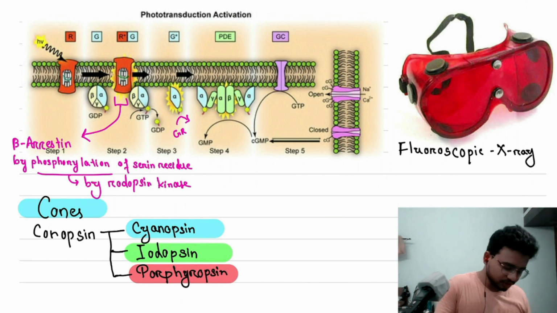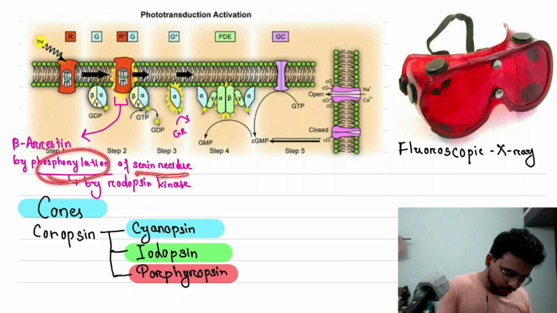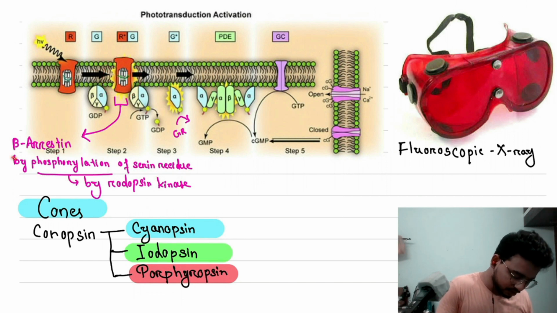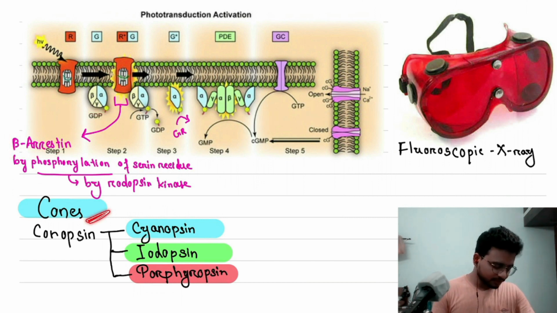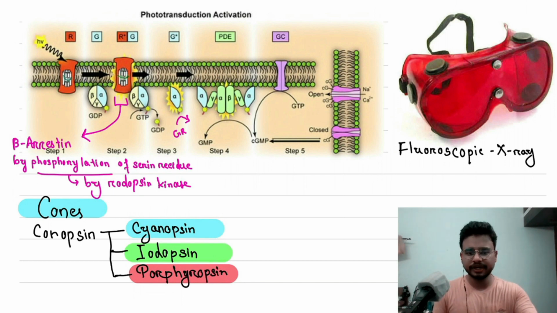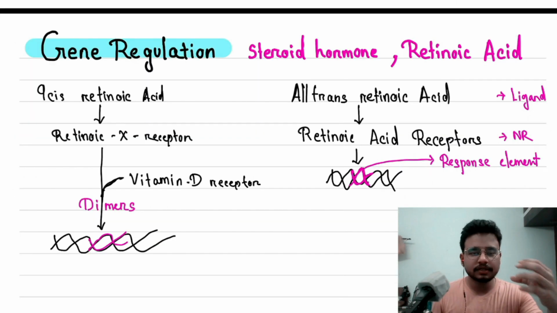We need to know how the action potential should be stopped. To do this, the activated rhodopsin should be stopped from binding to transducin, which is done by the rhodopsin kinase enzyme, which phosphorylates serine residues of the rhodopsin, by which the beta-arrestin molecule binds to it to inhibit it. The cones are made up of conopsin. The conopsins are of three types: cyanopsin, iodopsin, and porphyropsin, which are responsible for the three colors: red, green, blue, RGB.